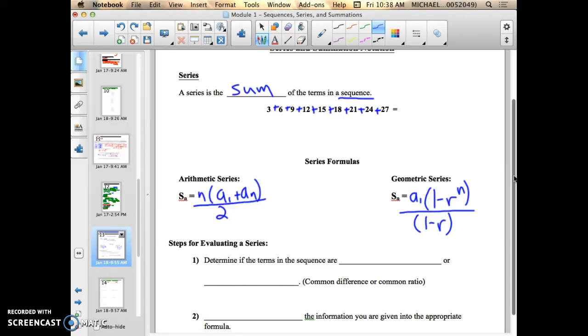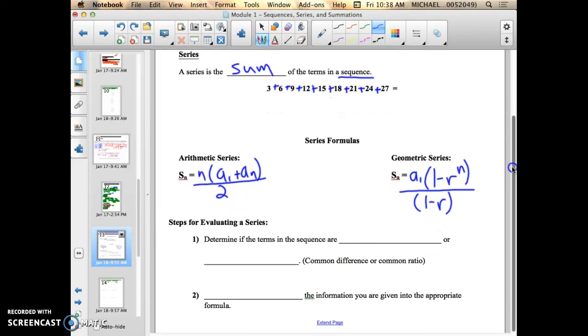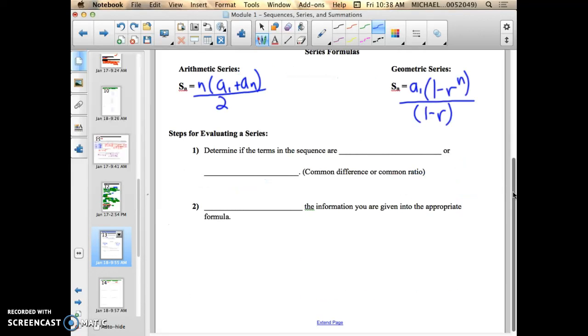If you notice, there are some differences between the two formulas. The main difference is that the geometric series has an r, and it also has a variable in the exponent. That's how I tell the two apart. So when utilizing these formulas to find the sum of a given sequence, these are the steps I want you to follow. And they're just more guidelines. The actual math comes after these steps.